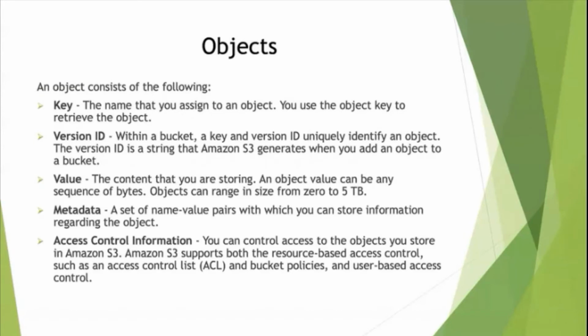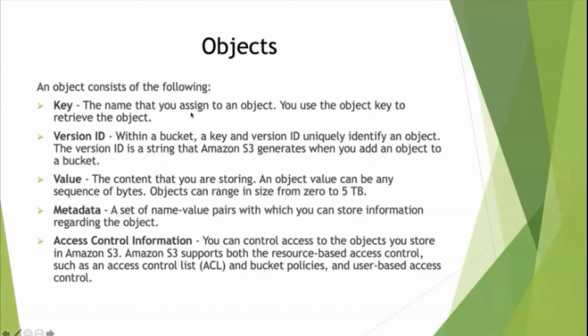So a little bit more detail about an object. When you upload an object, the key is the name of that object that you are uploading. So it can be an HTML file, it can be a CSS file, it can be a PDF file, it can be an image, and so on. So you use the object key to generally retrieve the object.